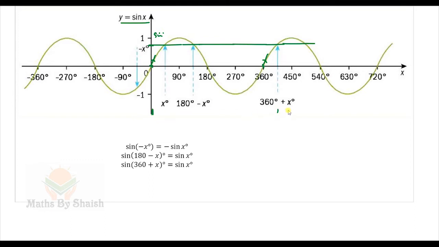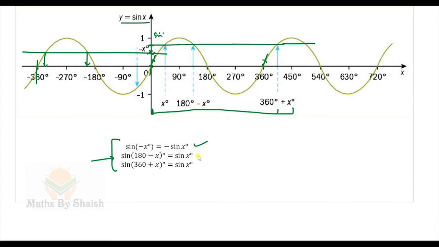So our task would be, in order to get the angles between a given range, to find how many solutions can lie there. Like from minus 360 to 0, if I want to get this value, there would be two angles for which the sine will be same. And that is what we are going to use: sine of minus x is minus sine x, sine of 180 minus x is sine x, and sine of 360 plus x is sine x.